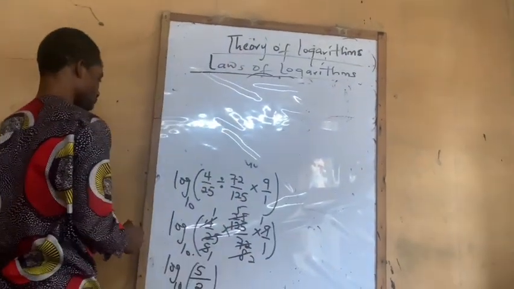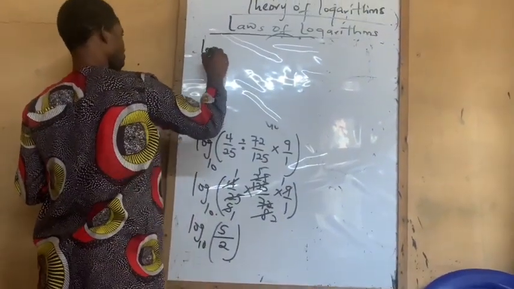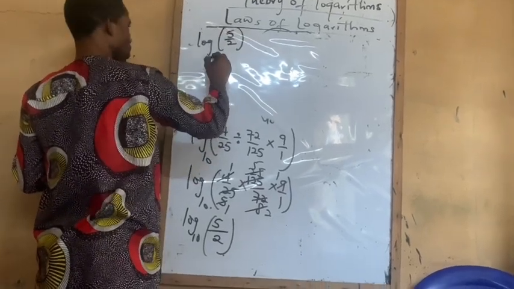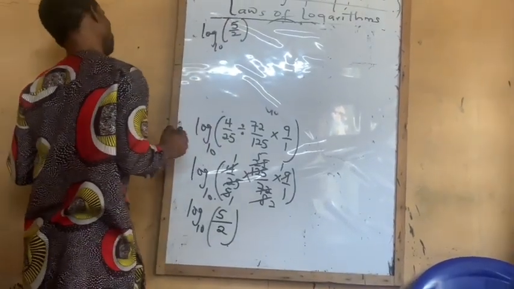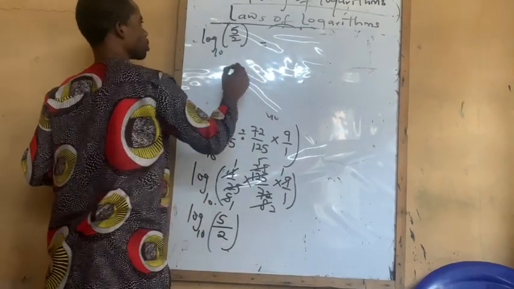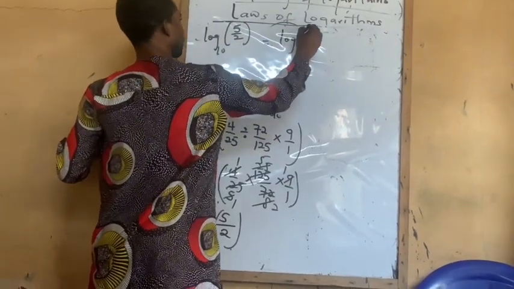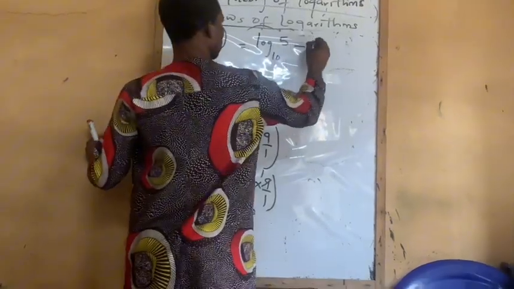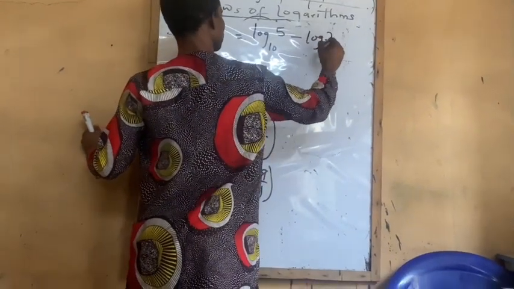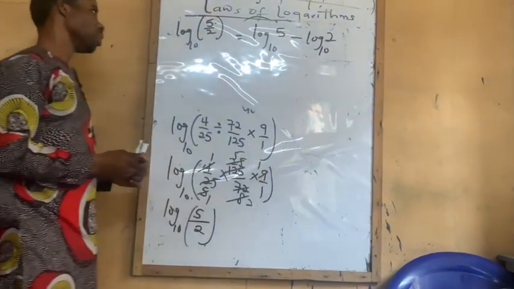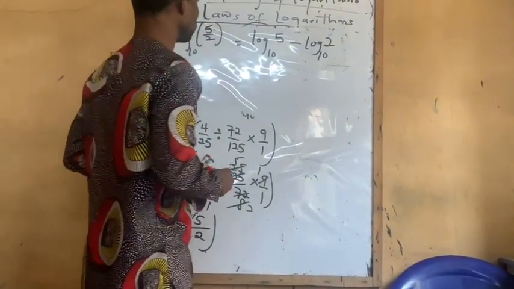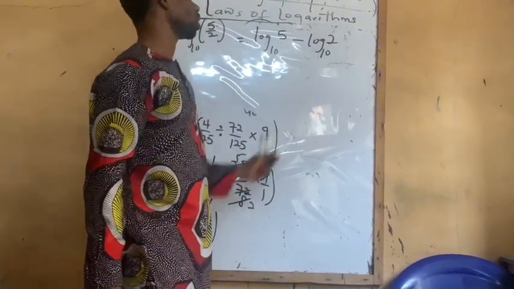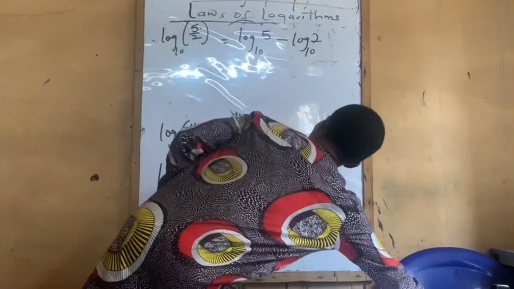I'm trying to simplify this. Log 5 all over 2 base 10. So it's going to give us, this is division, you can turn to log 5 base 10 minus log 2 base 10. This one is going to change to division, and base 10. Now, what are we going to do from there?